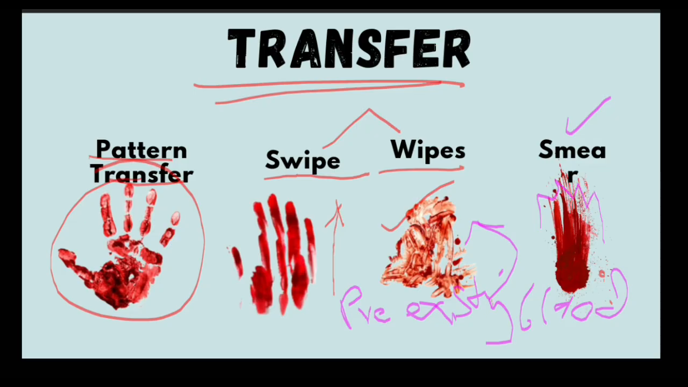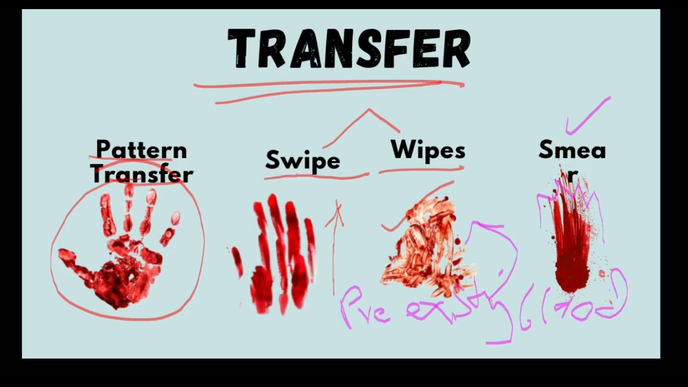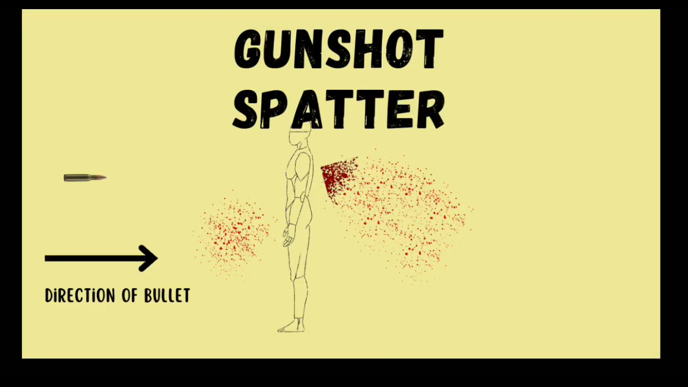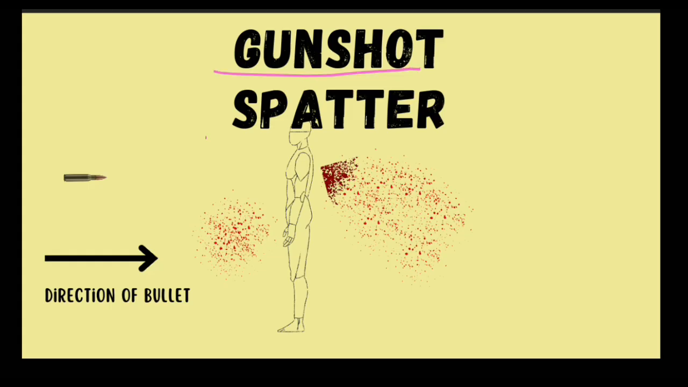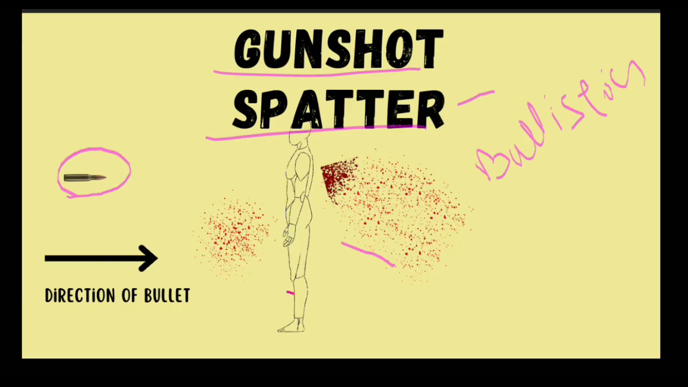Fine. Gunshot pattern. Gunshot patterns are useful when you study ballistics, firearm wounds. But here we will study just two terminologies, that is back spatter and front spatter. This is the image of back spatter and this represents the front spatter. Imagine this is the direction of the bullet and this is your subject. When the bullet hits the target, two kinds of wounds are formed: exit wound and entry wound.